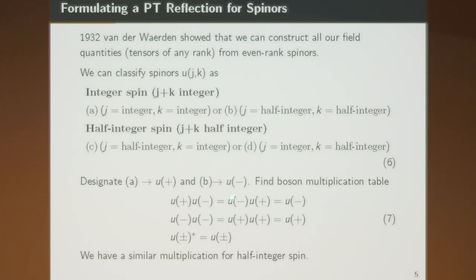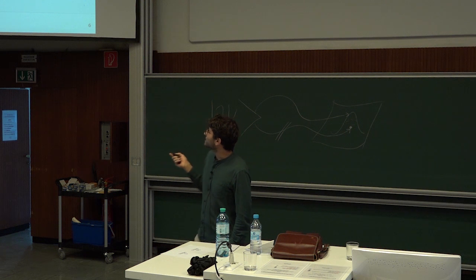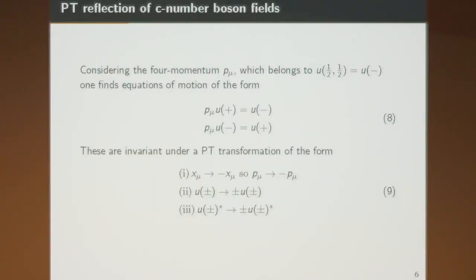So note that the U minus terms are going to change the class of the product. So U minus on U minus is going to give U plus. And we have these further conditions for complex conjugation. And we have a similar multiplication table for fermions. And so if we now consider the 4 momentum, which is going to be a term of the type U minus, then we're going to get equations of motion of the form here, like I have in 8.